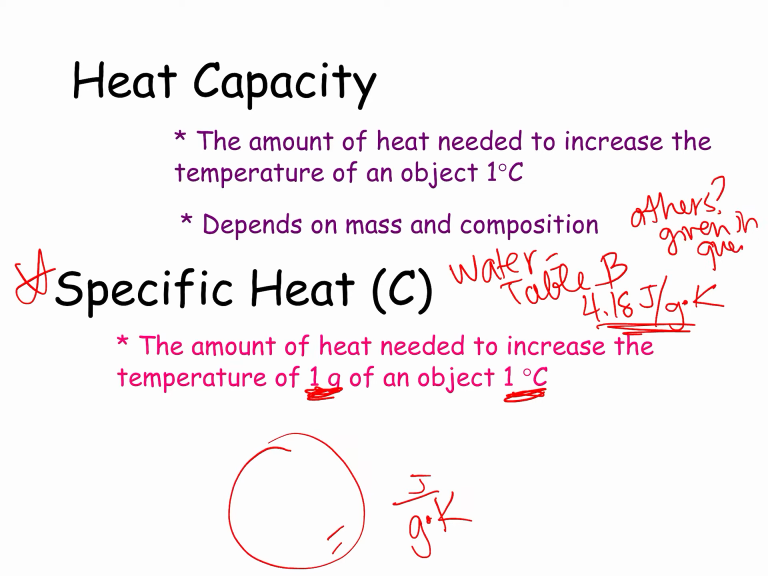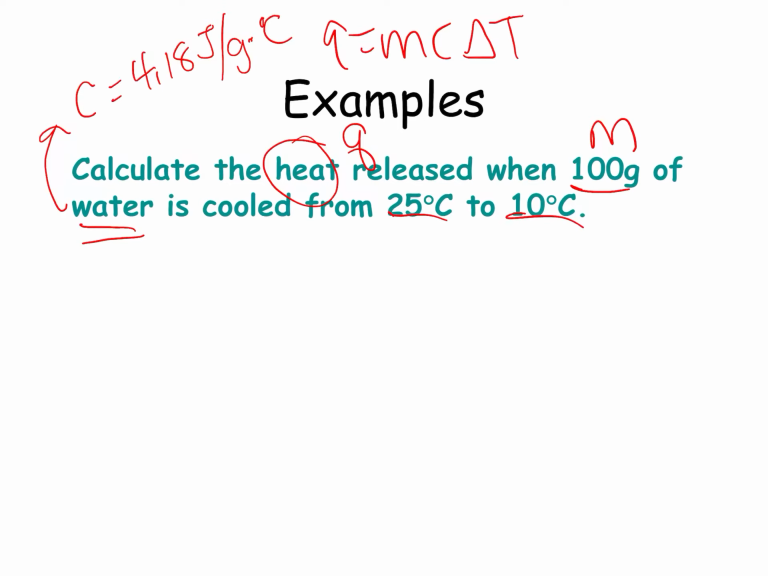Okay. Calculate the heat release when 100 grams of water is cooled from 25 degrees Celsius to 10. So we're calculating heat. Heat is Q. Here's our mass. It's water, which means our specific heat is 4.18 joules per gram times degrees Celsius. Here are our two temperatures. Delta T equals T final minus T initial. So final minus initial.